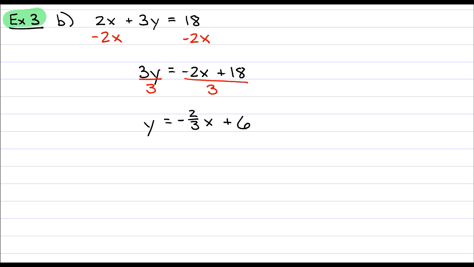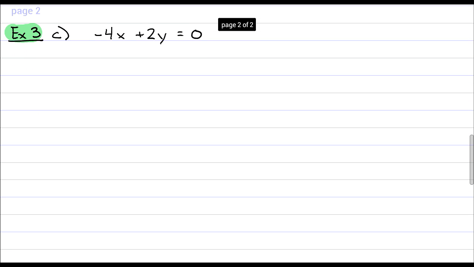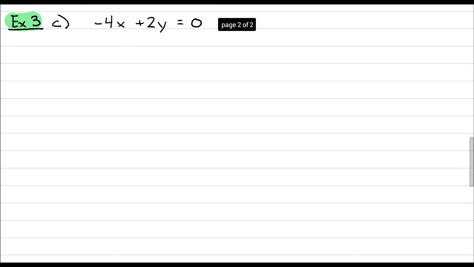So that's the equation of the line in slope-intercept form. And the slope then would be the coefficient on x, which is negative 2/3. Okay. So this is the answer for part B. Part C, we have this line. As before, we put it into slope-intercept form.